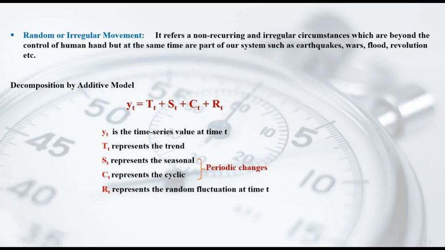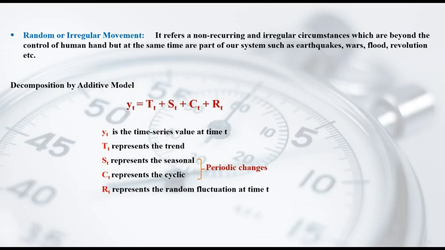Here we have considered the additive model where y_t is equal to T plus S plus C plus R, where small y_t represents the time series value at time t, T represents trend, S represents seasonal variation, C represents the cyclic variation, and R represents the random fluctuation at time t. And this additive model assures that all four components of the time series operate independently of each other so that none of these components has any effect on the remaining three.